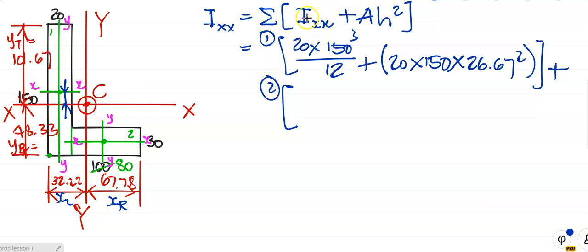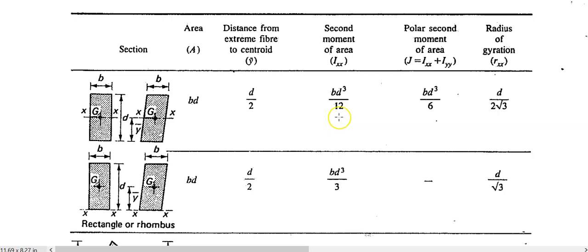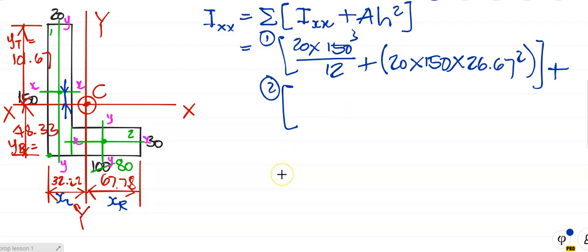Second moment of area for the rectangle is b d cubed over 12, from the table I gave you. What's b? What's d? b is always the side parallel to the axis we take the second moment of area about. So b is not 30, people. b is 80. A lot of people say it's the smaller side. It's not the smaller side. It's the side parallel to the axis we take second moment of area about. So it's 80 times 30 cubed over 12.